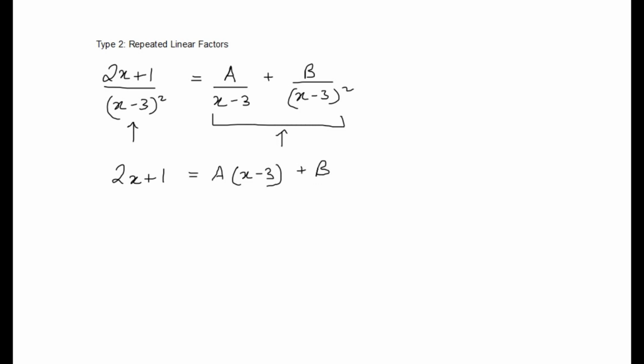Now we proceed in the same way as we did for type 1, which is to try and eliminate each of the constants. So I'm going to set x minus 3 equal to 0 so that I can eliminate a and find b. In this case, x is 3, which we substitute. So 2 into 3 plus 1 is equal to a into x minus 3, which is 0, plus b. So 6 plus 1 is 7, which is equal to b.